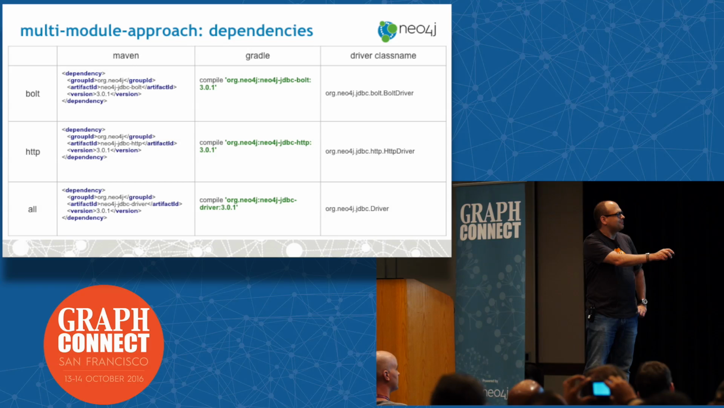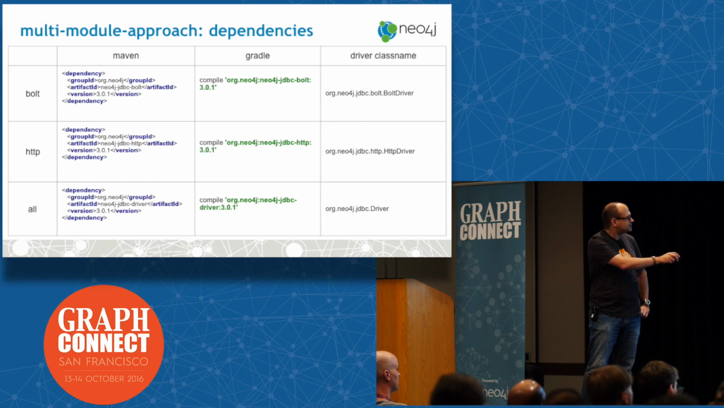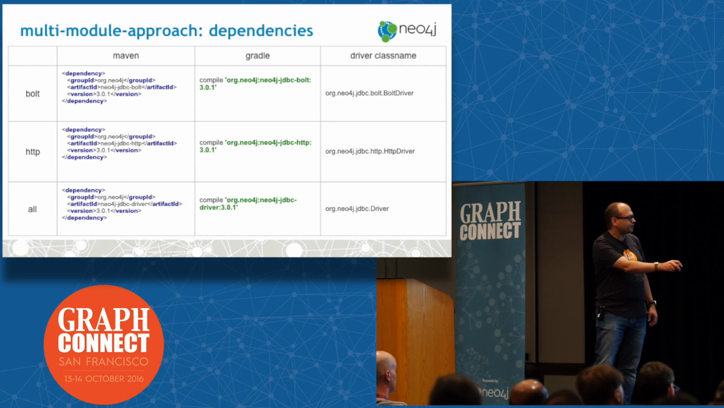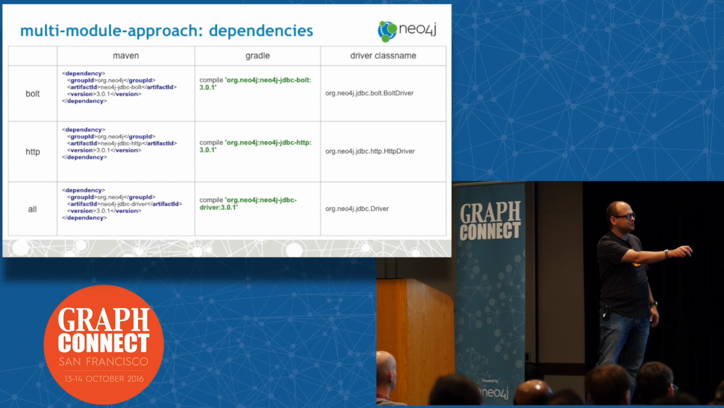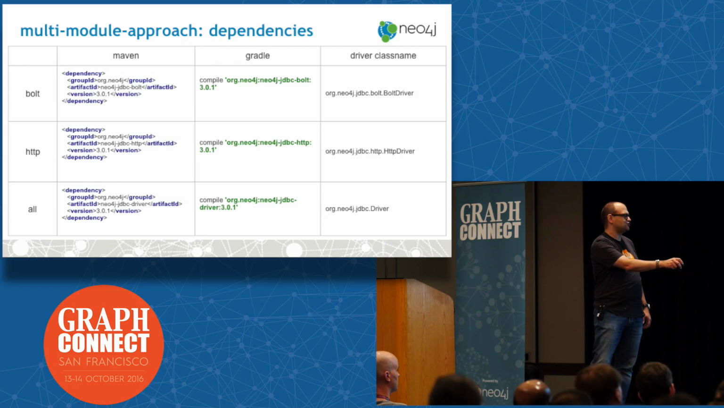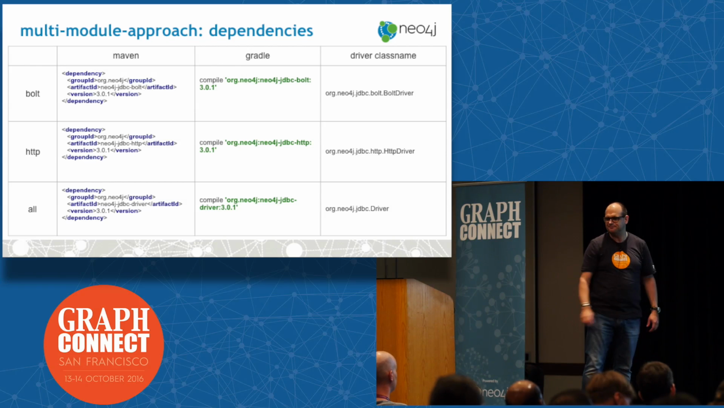The driver's name is org.neo4j.jdbc.bolt.driver. It's similar for HTTP. And there's also one bundle where all the drivers are bundled into one module. So if you just grab that one, you're on the safe side and can change over whenever you like. This org.neo4j.jdbc driver delegates to the Bolt driver if possible, otherwise it chooses HTTP. So that is the option you want to choose if you don't want to think about it.